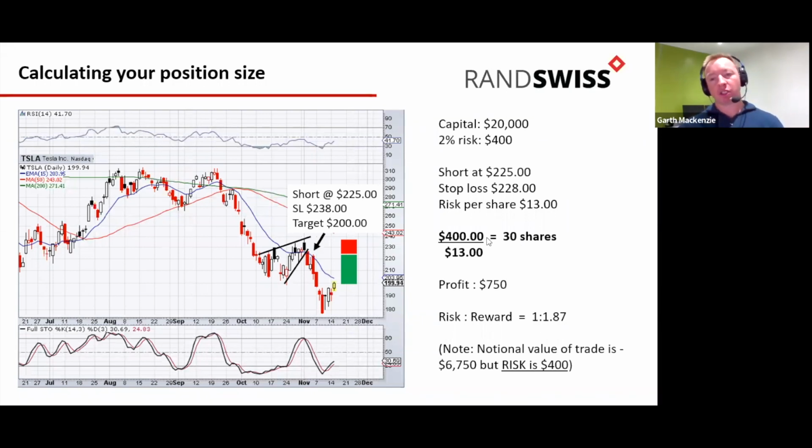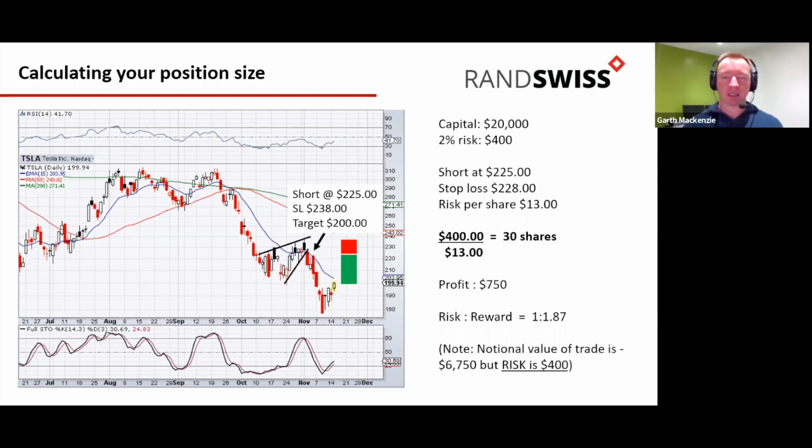But we were looking for it to move down to $200, and it did indeed do that. So therefore, you could have locked in a profit of $750 if you banked the profit at 200 on the share price. So it means that your risk to reward ratio here is 1 to 1.87, thereabouts, almost 1 to 2. And you always want to look for a risk to reward ratio of 1 to 2 or better, ideally.